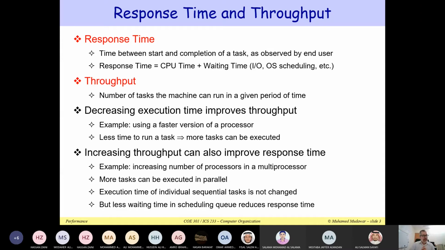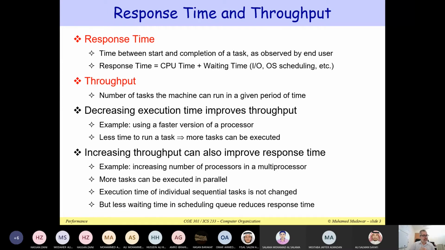You might actually have hundreds, thousands, or even millions of users. For example, if you are using something like Google, Google is going to receive requests all over the internet from millions of users. So the more requests it can execute in each second, the higher the performance will be. So here the meaning of throughput is related to the number of tasks that a given machine can run in a given period of time.